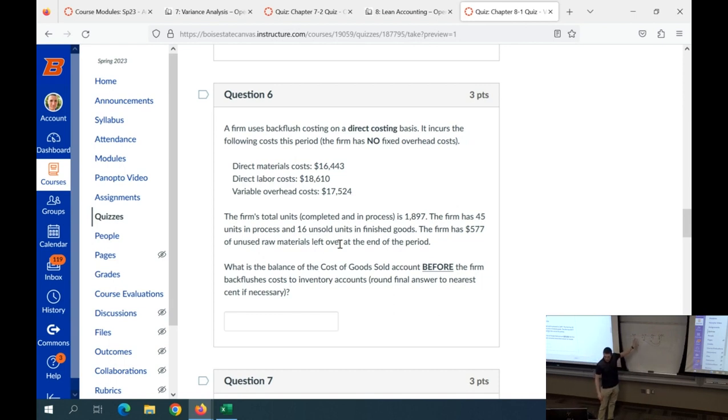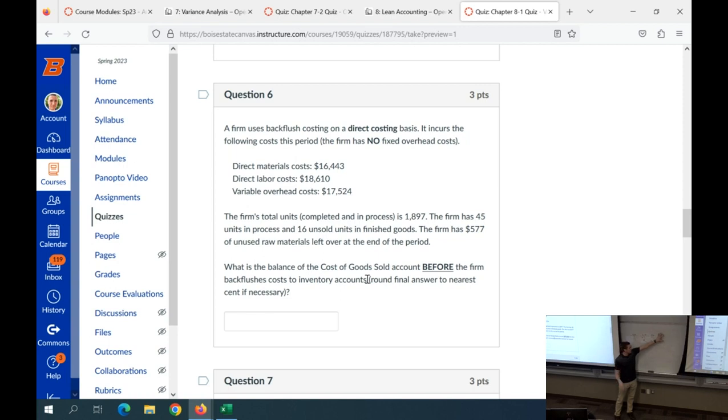There's one caveat I haven't explained about this yet, but it's irrelevant to this question. The key is, the question said, what is the balance of the cost of goods sold account before the firm backflushes cost inventory accounts? So we don't yet need to know how to decide how much to backflush. We haven't backflushed yet. So if costs are accumulated in cost of goods sold and nothing else has happened, does cost of goods sold stay the same? Yeah. Nothing. There's no lean fairy that comes in at night and steals the cost out of cost of goods sold.